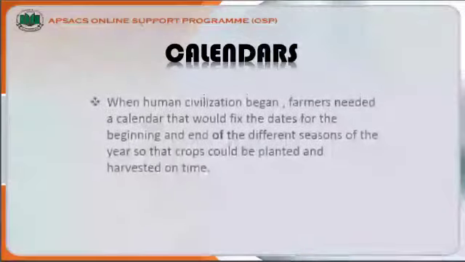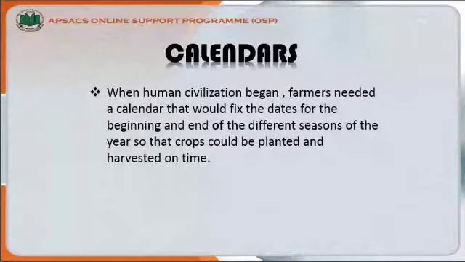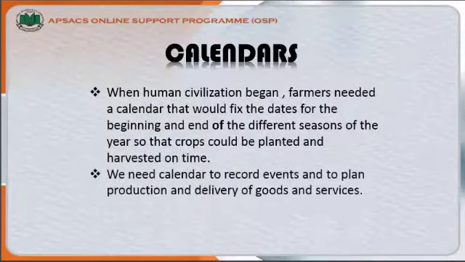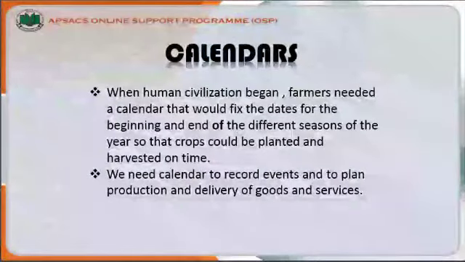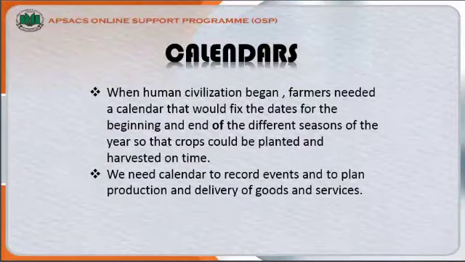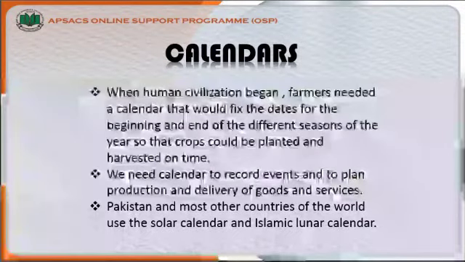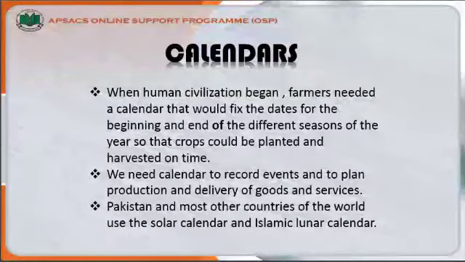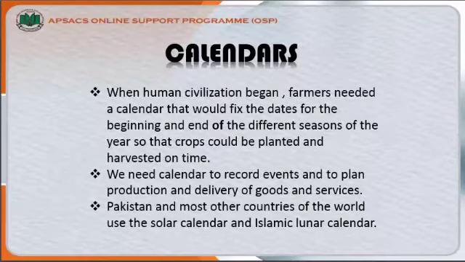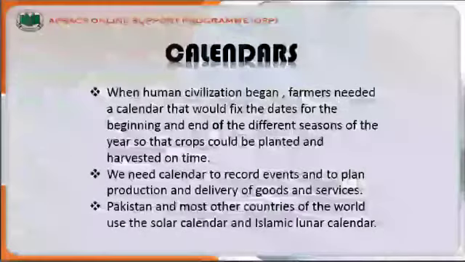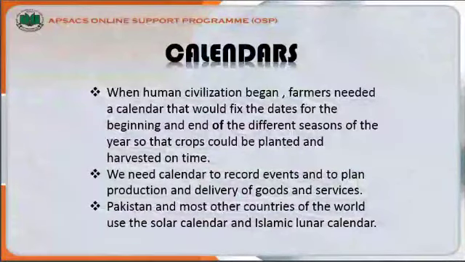Today's topic is calendar and we are all familiar with calendars. When human civilization began, farmers needed a calendar that would fix the dates for the beginning and end of the different seasons of the year so that crops could be planted and harvested on time. We need a calendar to record events and to plan production and delivery of goods and services. Pakistan and most other countries of the world use the solar calendar and the Islamic lunar calendar.